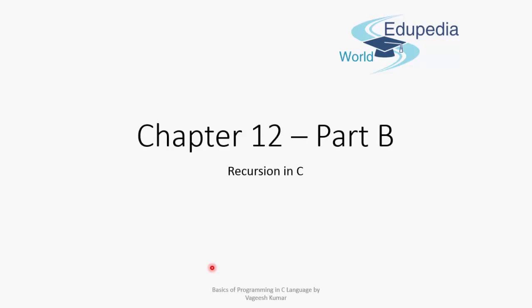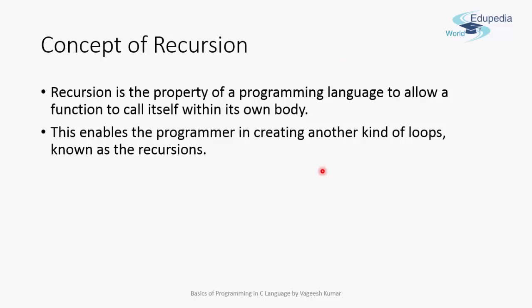This is the course Basics of Programming in C language and we are in chapter 12 part B of this course, and in this course we will be learning about recursion in C. So till now we have covered functions in C language. Now we will learn another concept using functions which is known as recursion.